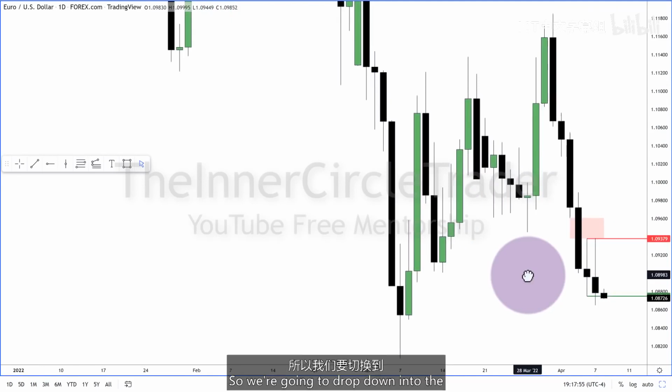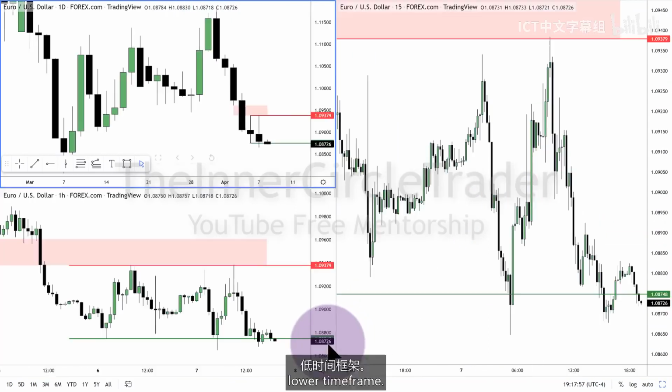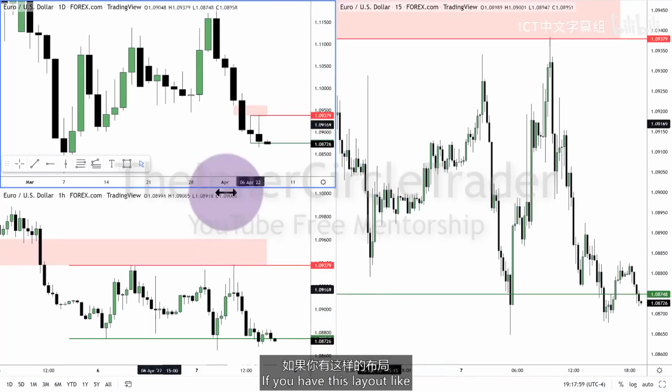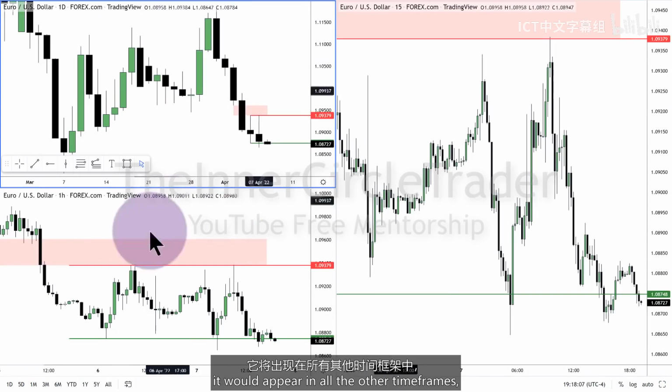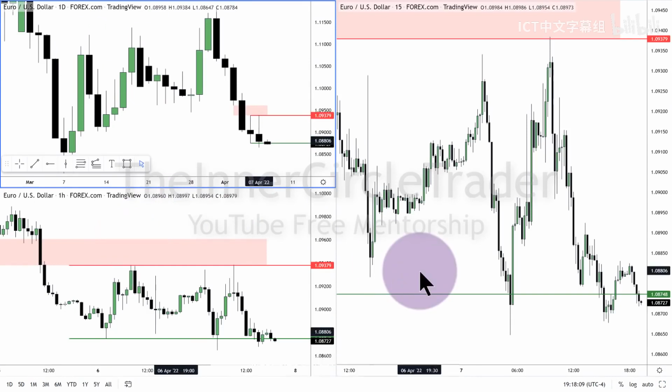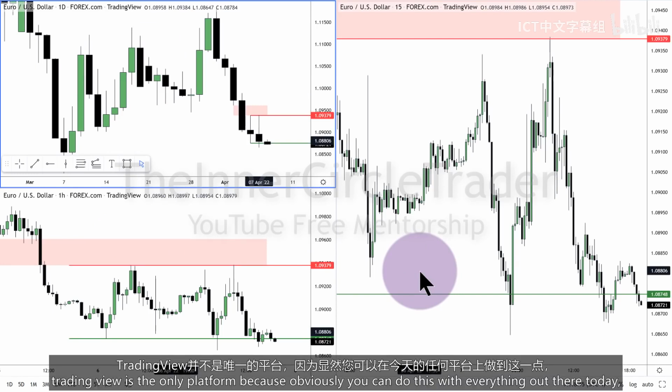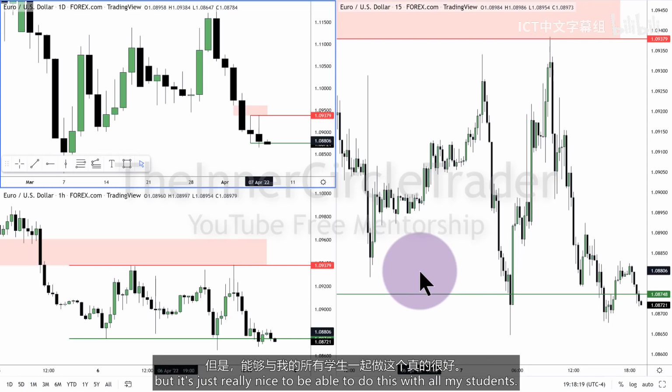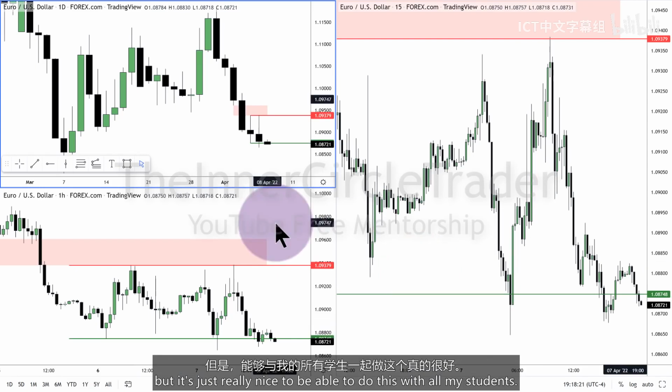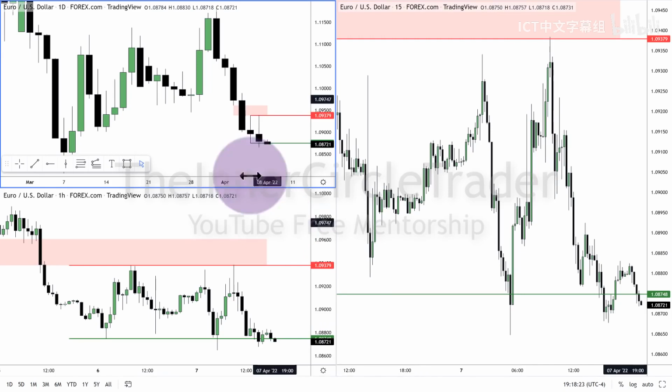So we're going to drop down into the lower time frame. If you have this layout like this, whatever you do in one chart, it would appear in all the other time frames, which is really nice. This is one of the things that I like to use in TradingView. Not that TradingView is the only platform, because obviously you can do this with everything out there today, but it's just really nice to be able to do this with all my students. They can do the same thing.